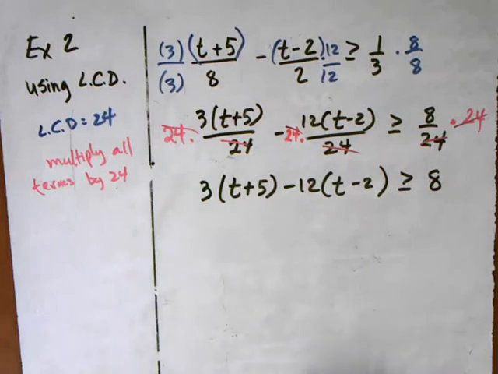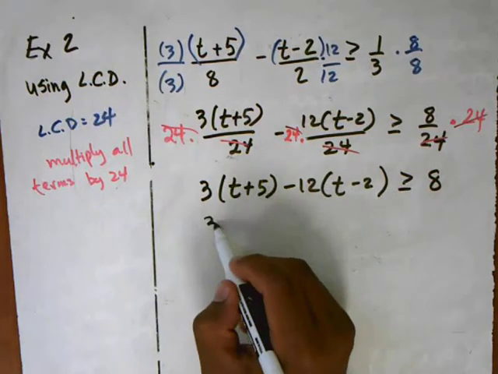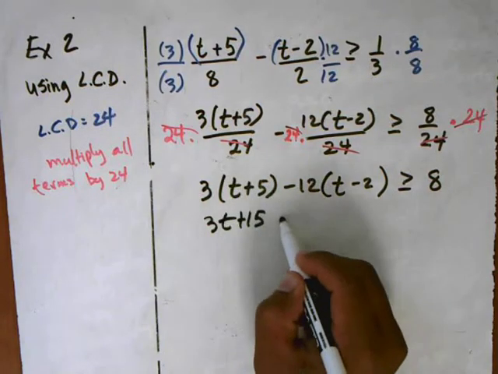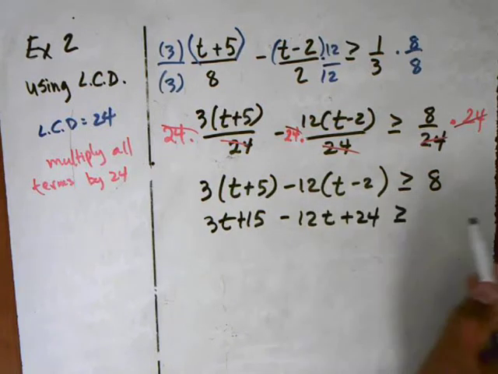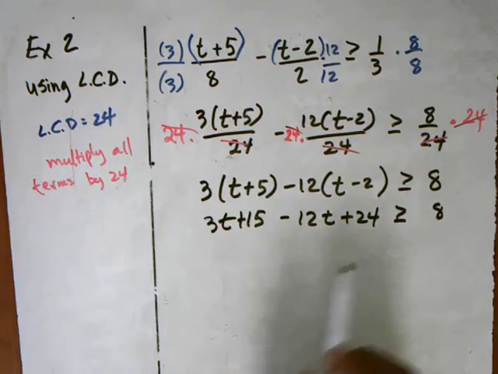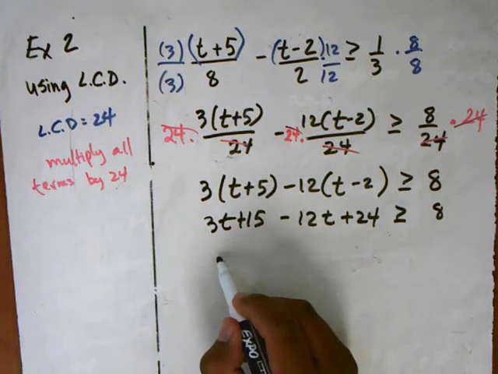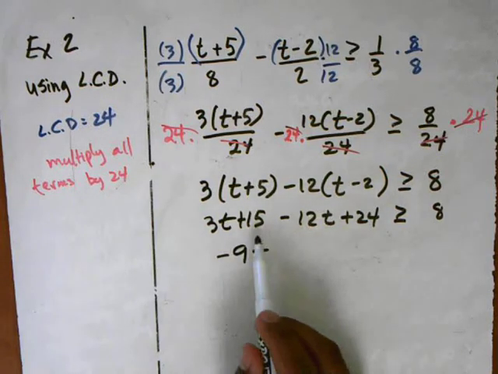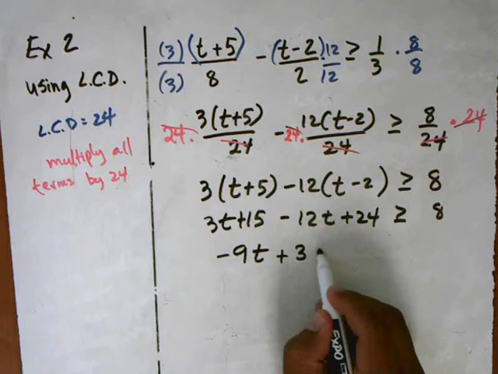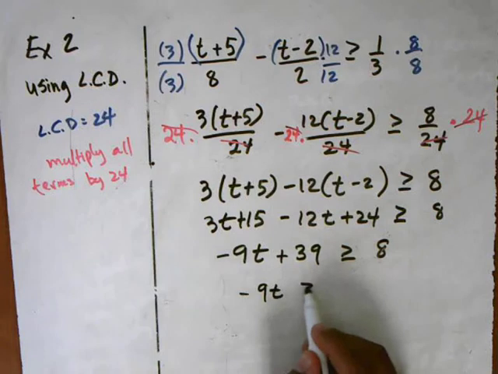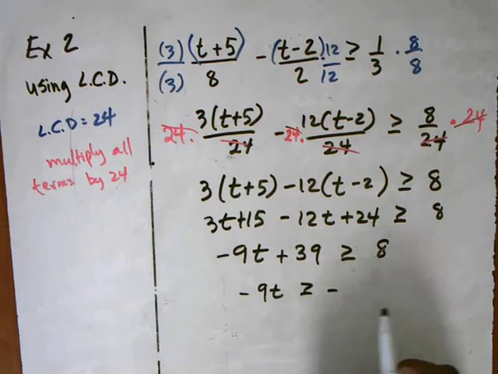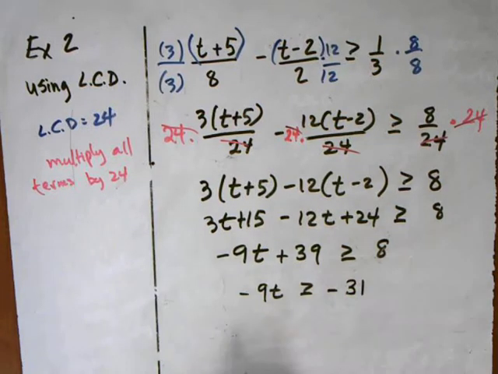And now we just proceed as we did in the first example. So distribute: 3t plus 15 minus 12t plus 24 is greater than or equal to 8. Combine the like terms. You have 3t and negative 12t, that's negative 9t. 15 and 24 gives you 39, and 8. Subtract 39 from both sides. You're going to get negative 31. And then divide both sides by negative 9.